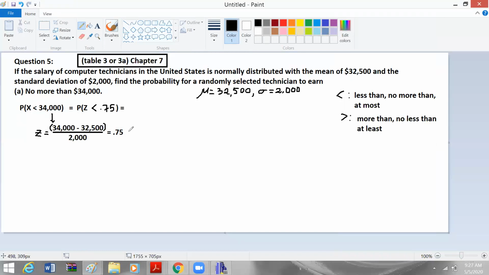And then after that, we're going to go to table number 3A. Why table 3A? Because this one is positive. So we have a positive z. So we're going to go to table 3A.